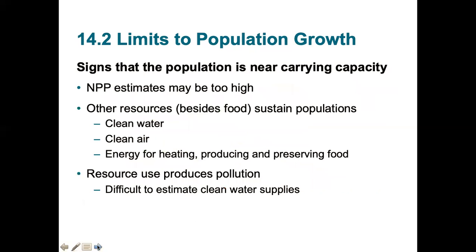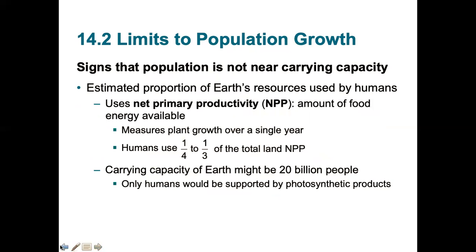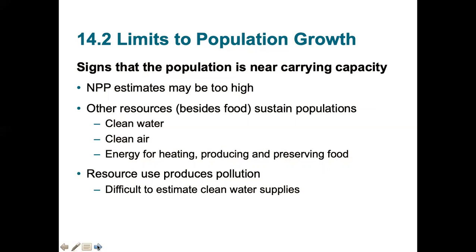And if we use the net primary productivity to estimate carrying capacity, we're not thinking about other things. We're not thinking about clean water, clean air, energy for other things that we need, and other limited resources. So that's difficult to estimate and apply. So we can't use net primary productivity as our only way of estimating and just say, well, 20 billion people, we're good to go, because there's a lot more that needs to be considered.